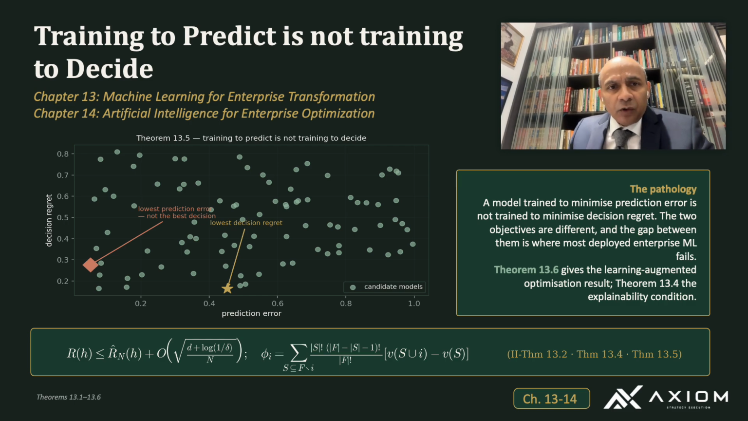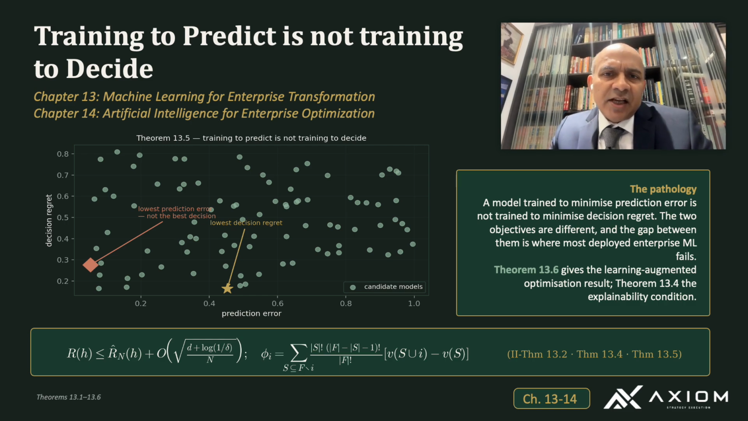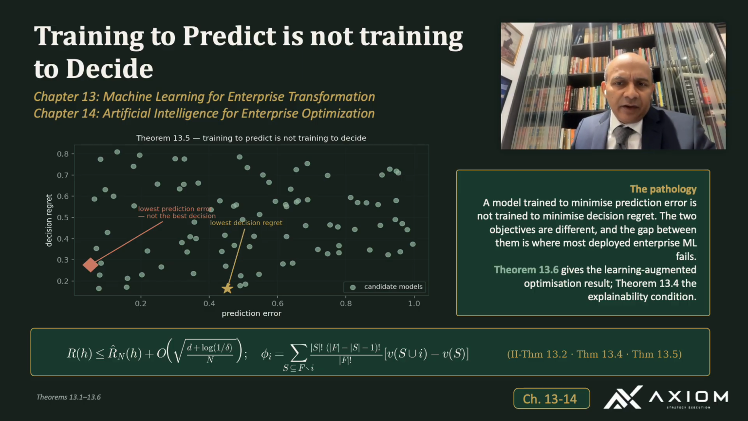Theorem 14.4, Knowledge Augmented Optimization Theorem. Knowledge improves optimization by providing a better starting value estimate. The closer the initial estimate is to the true optimum, the fewer contraction iterations are needed to reach a given accuracy. And finally, Theorem 14.5, Hybrid AI Optimization Consistency Theorem.